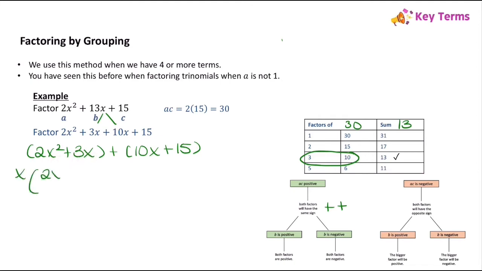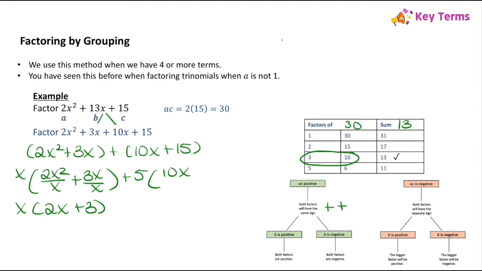So I just go ahead and divide that out of both terms. And so that's going to give me x times 2x plus 3. Okay, so now let's look at the second set. We have 10x plus 15, so I can actually factor a 5 out of both terms. So I'm going to divide both terms by 5, and when I do that, that's going to give me plus 5 times 2x plus 3.